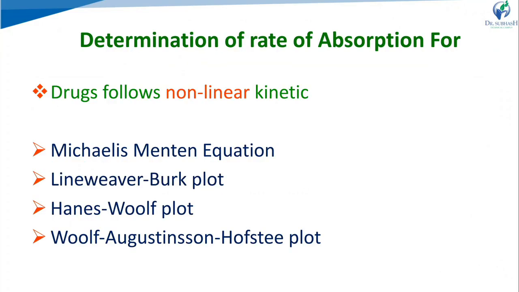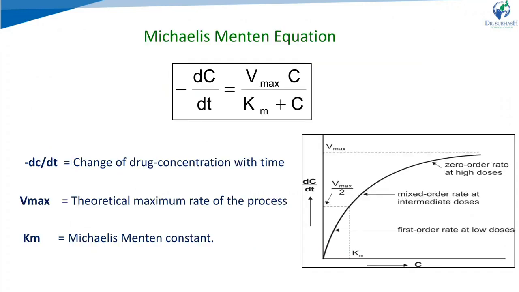Now the next one is the determination of rate of absorption for non-linear pharmacokinetics, for drugs that follow non-linear kinetics. These are the methods we use: most importantly the Michaelis-Menten equation, Lineweaver-Burk, Hanes-Woolf, and Woolf-Augustinsson-Hofstee plots. These are all used for determining the rate of absorption for drugs that follow non-linear kinetics. We have to see them one by one.